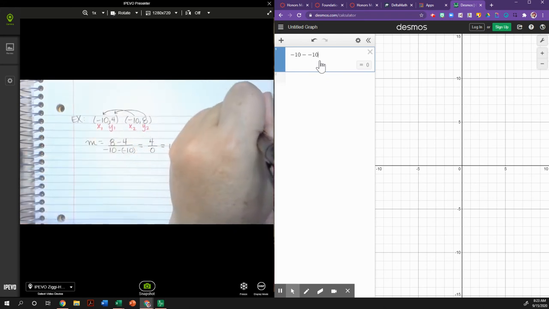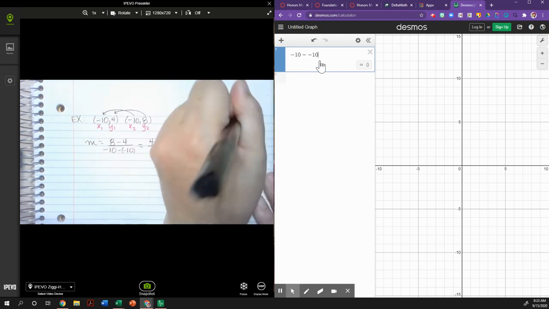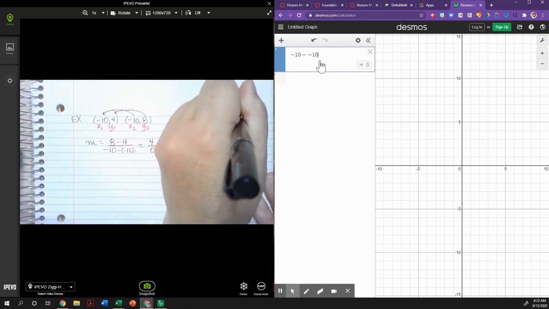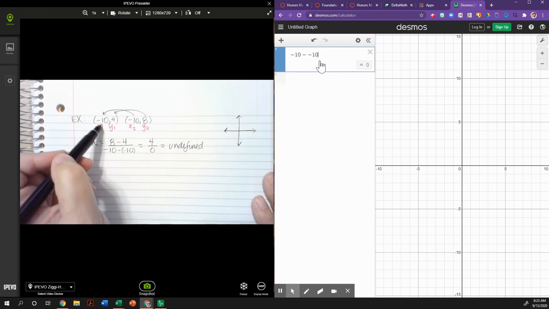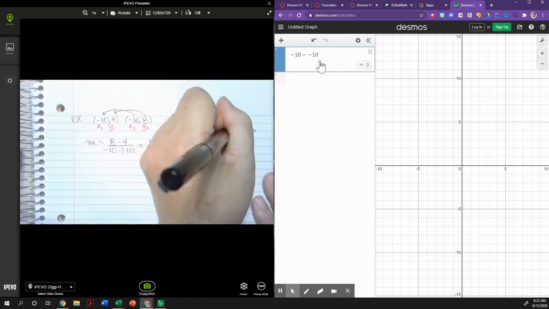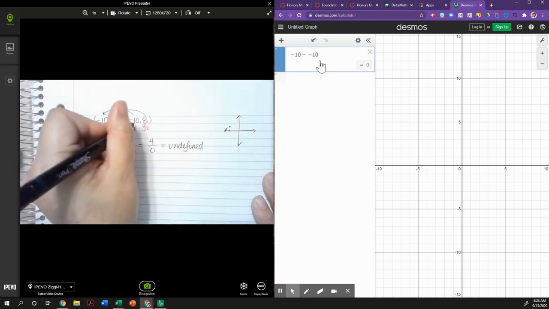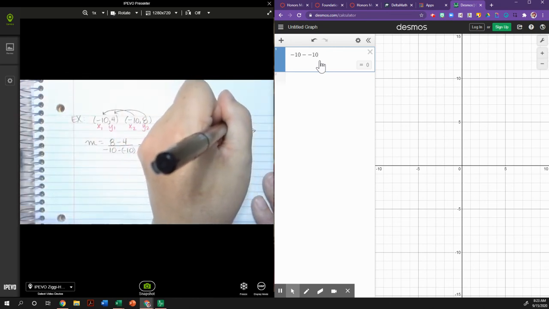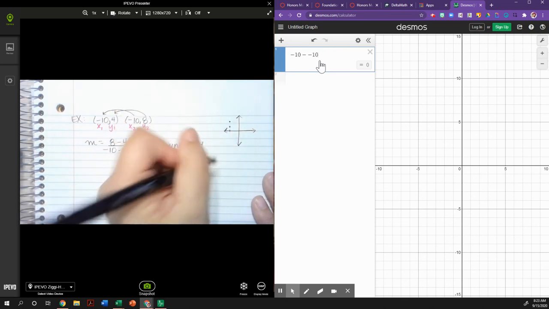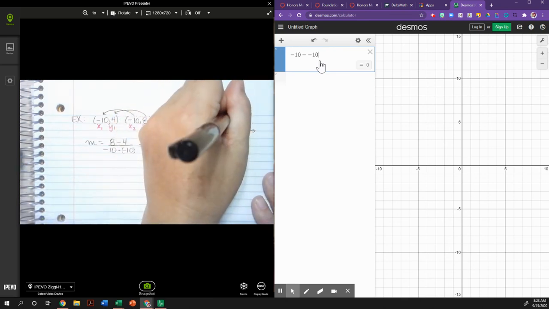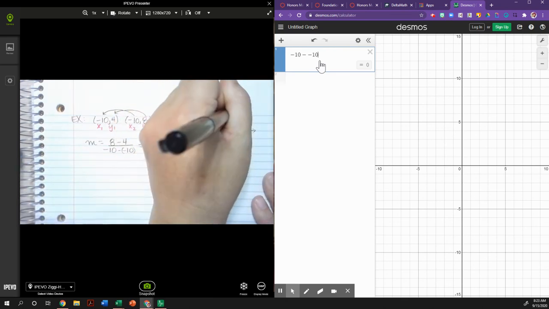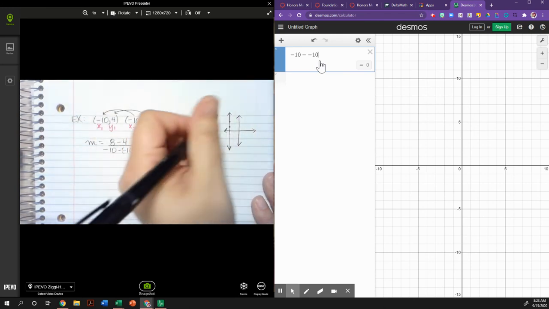Why does that happen? If I were to take these points, let's say negative 10 was here, I'd go up 4, and then negative 10 again, and I go up to 8. What that does is create a vertical line, and vertical lines have no slope.